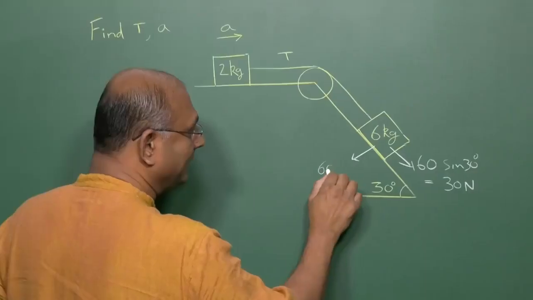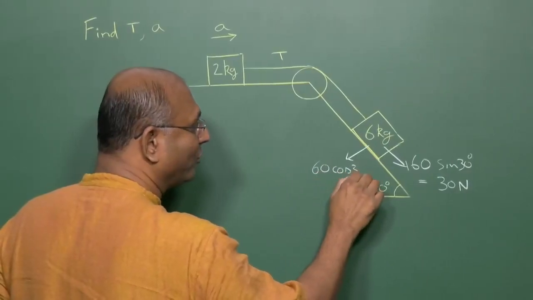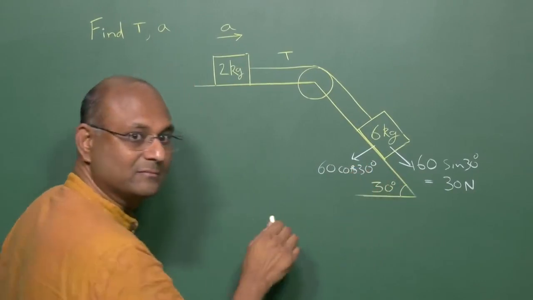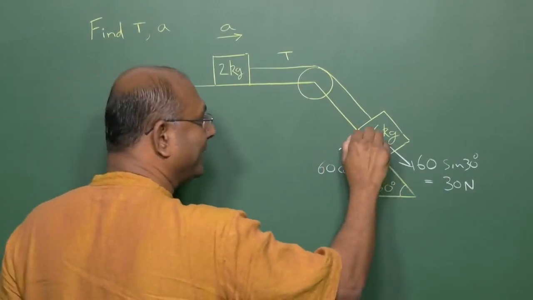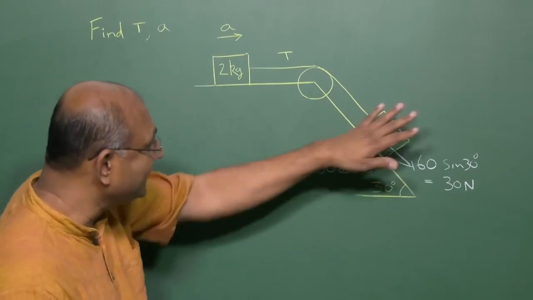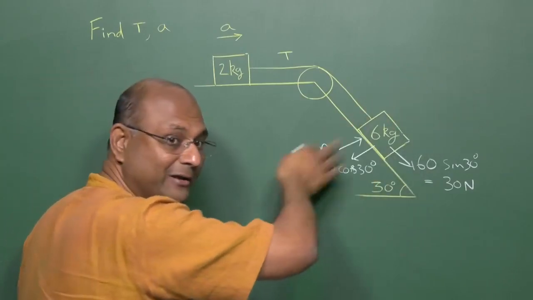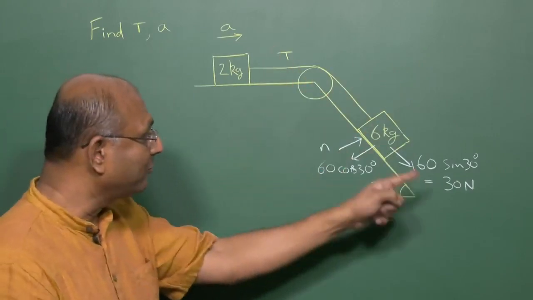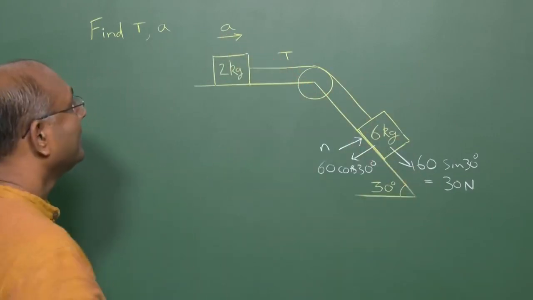This is 60 cos 30. I won't write it because I don't need it. I can simplify if I want, but I don't need it. There is an N. I don't need it. Why? Because these are all things that are going to be in the perpendicular direction. I only care about this direction. Okay? Now let us see.